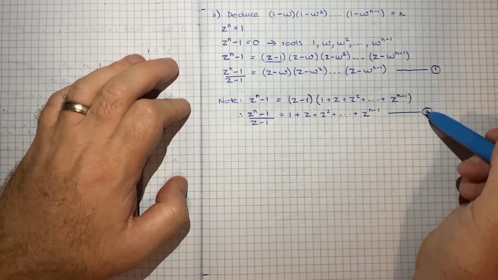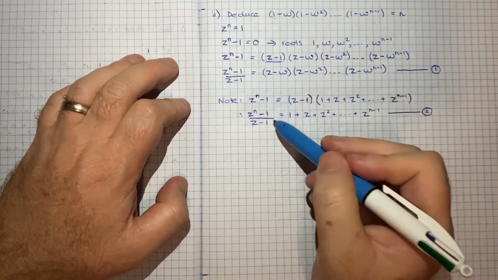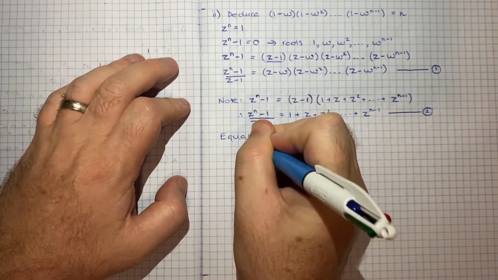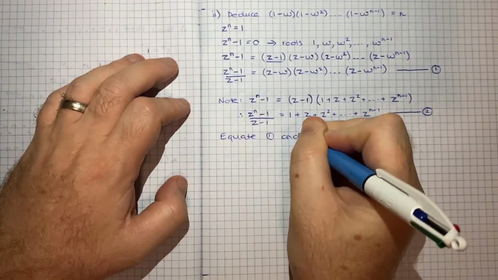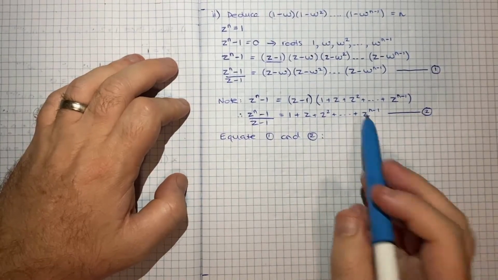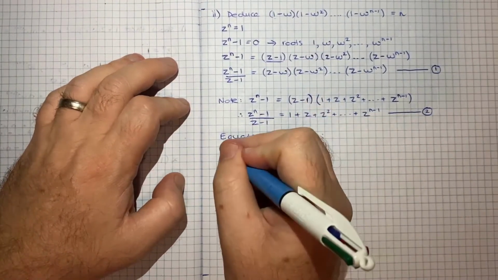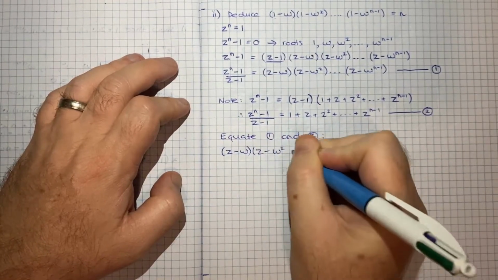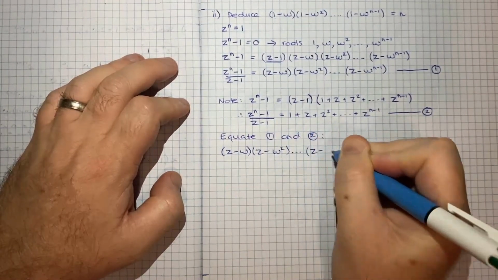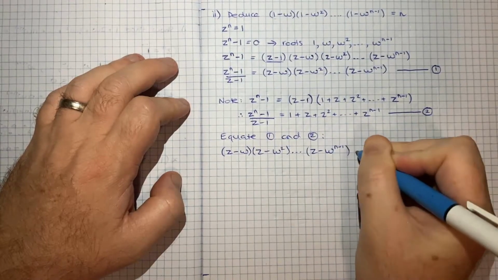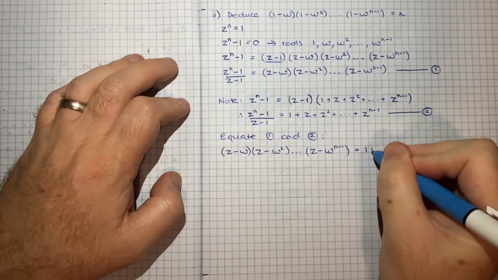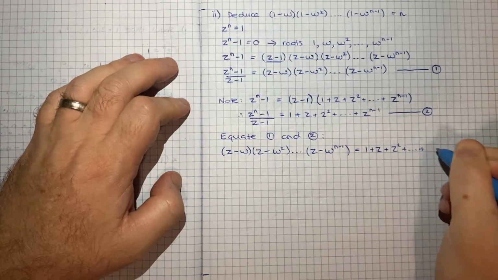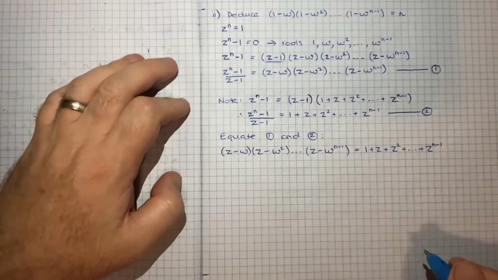So here we have two equations. They're both z to the n minus 1 over z minus 1, so I can equate them. Let's equate 1 and 2. So what will we get? We'll get z minus omega, z minus omega squared, and so on, up to z minus omega to the n-1, is equal to 1 plus z plus z squared, and so on, up to z to the n-1.